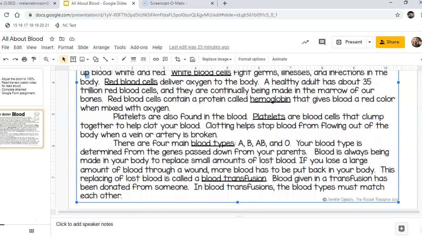Platelets are also found in the blood. Platelets are blood cells that clump together to help clot your blood. Clotting helps stop blood from flowing out of the body when a vein or artery is broken.